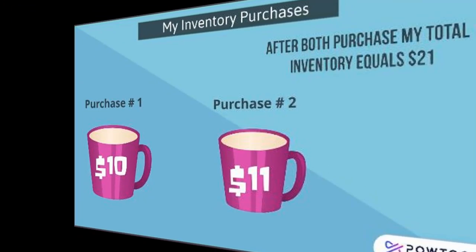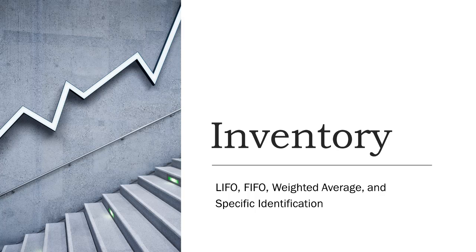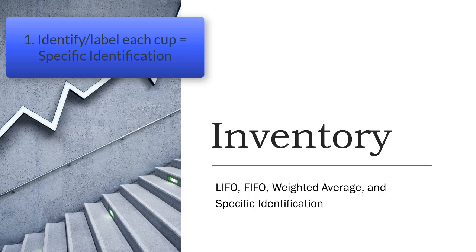So, there are 4 different ways to solve the problem. Did I sell the $10 cup or the $11 cup? Way number 1. Just keep track of the cups. Put a specific identification sticker on each cup. And when the customer takes one and buys it, make a note of which specific identification sticker is on the cup that you are selling. Thus, under the specific identification method, you will know whether you sold the $10 cup or the $11 cup.